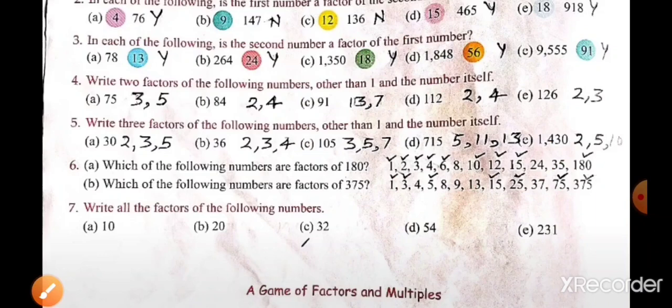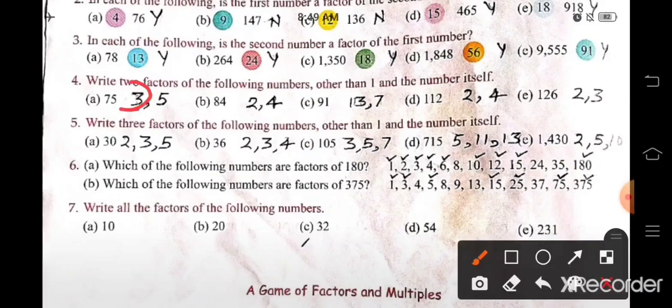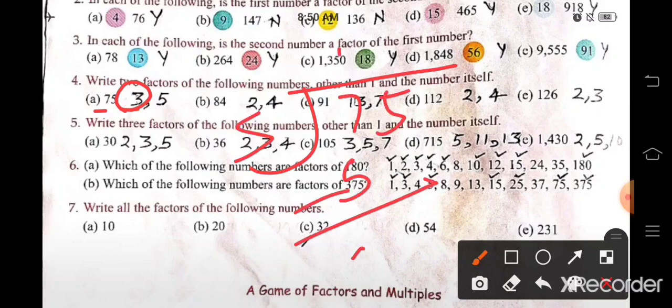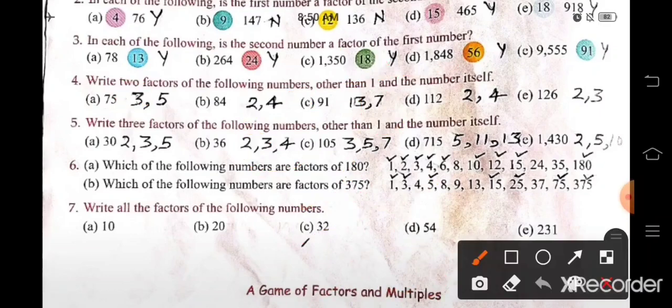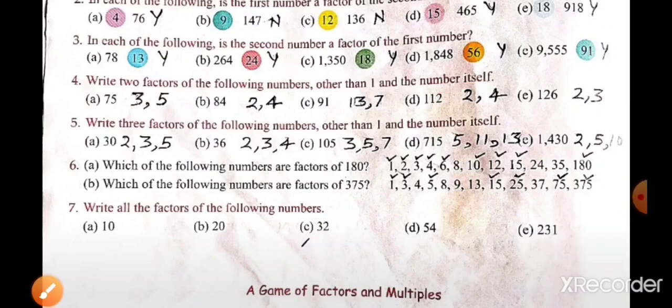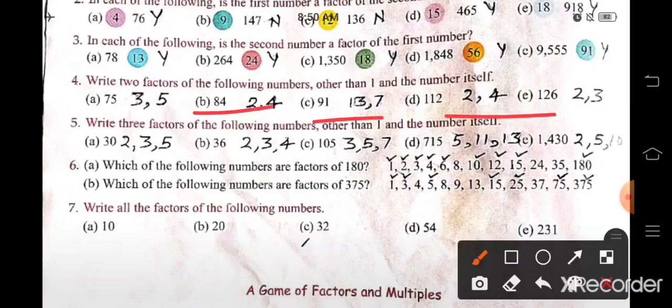So remainder is 0. So 3 is a factor of 75. Then after 3, 4 is not a factor. Now check the 5. 5 ones are 5 and 5 fives are 25. Remainder is 0. So 3 and 5 are the factors of 75 other than 1 and the number itself. Like this we have to do these parts also.